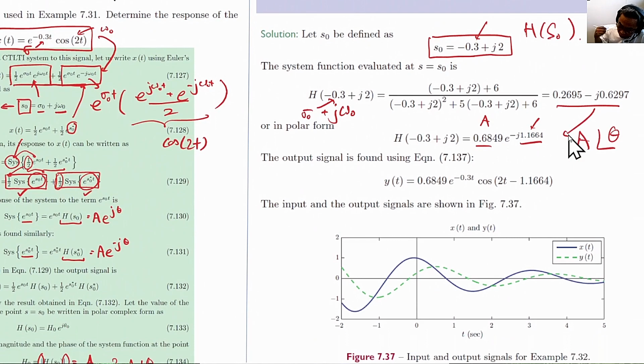We substitute this value into the final equation simply by multiplying by A. This is the original e^(-0.3t) cosine 2t, with the original omega, and this is the phase that is introduced. So again, it shows that the output will become smaller, from 1 to 0.68 times, and a phase of minus 1.166 radians will be introduced. This is the expression.